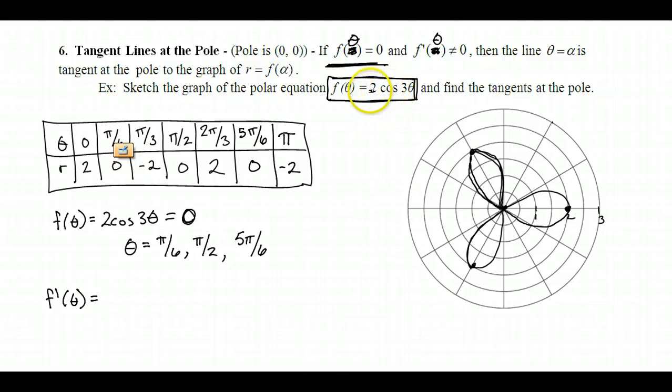So then I would start 2 as a constant. I'm just going to leave it. The derivative of cosine is a negative sine. I have to keep my angle of 3 theta. And now chain rule, the derivative of 3 theta is 3. So when I multiply that by the 2, that gives me 6.